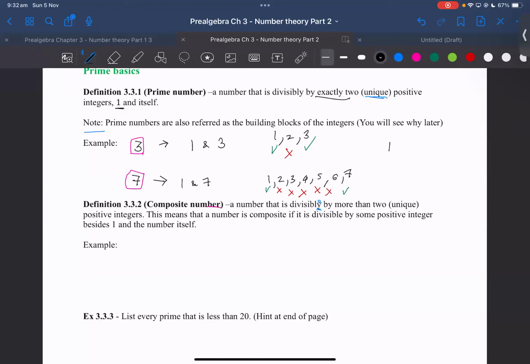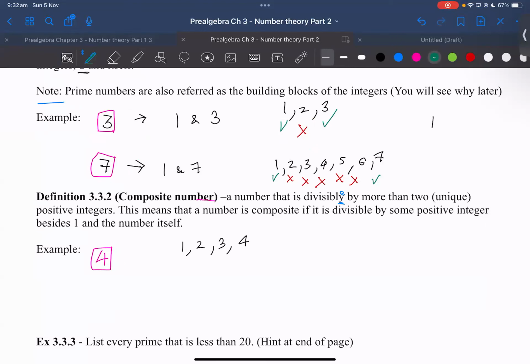So for example, let's take a look at a composite number, 4. We need to go through 1, 2, 3, 4, because those are all the possibilities. Is 4 divisible by 1? Yes. 4 divisible by 2? Yes. By 3? No. By 4? Yes. So that's 3 factors.